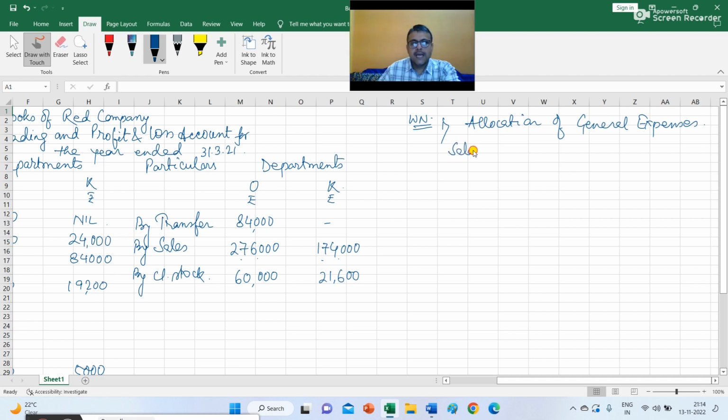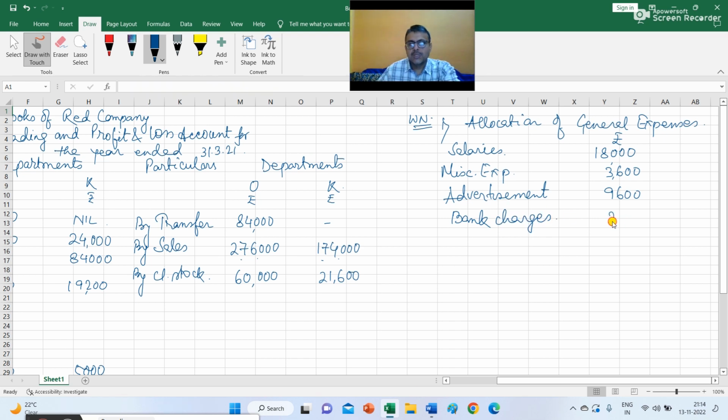So the first item is salaries, which is 18,000. Then we have miscellaneous expenses for 3,600. Then advertisement for rupees 9,600. Then bank charges for rupees 2,400. So we have 4 unallocated expenses and the total amount is 33,600.